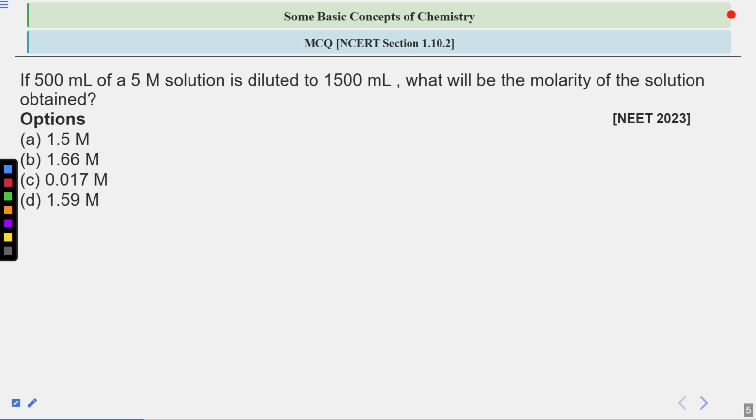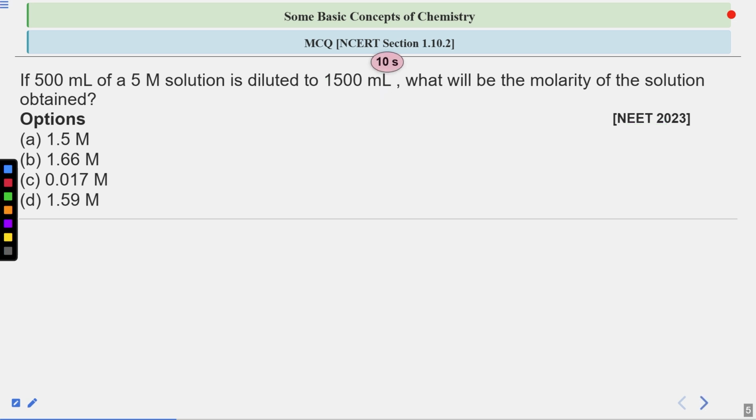Our next question is, if 500 ml of 5 molar solution is diluted to 1500 ml, then what will be the molarity of the solution obtained? So this was asked in the NEET 2023. You have 4 options: 1.5, 1.66 m, 0.017 m and 1.59 m. Your time to solve this question starts now.